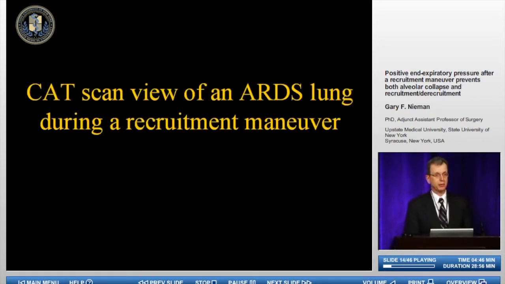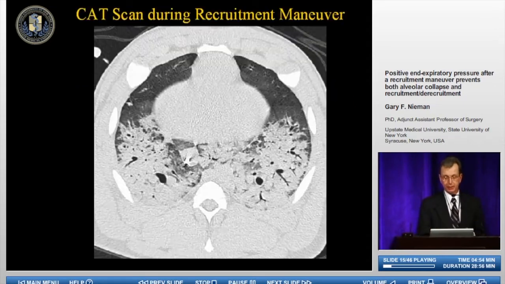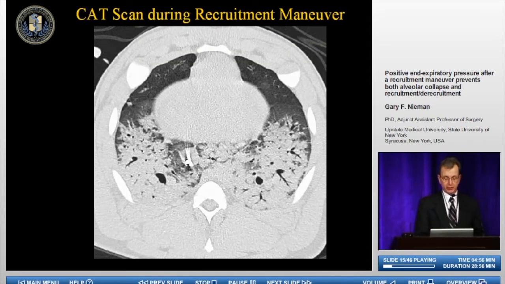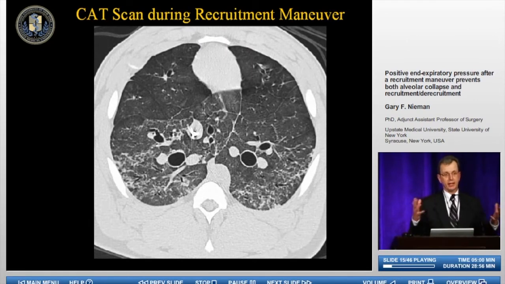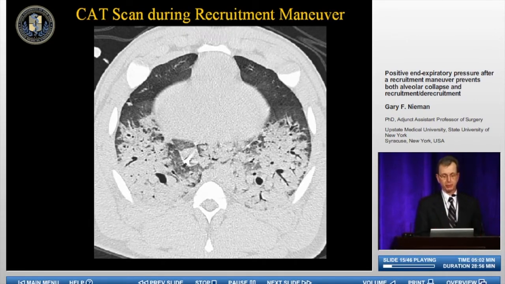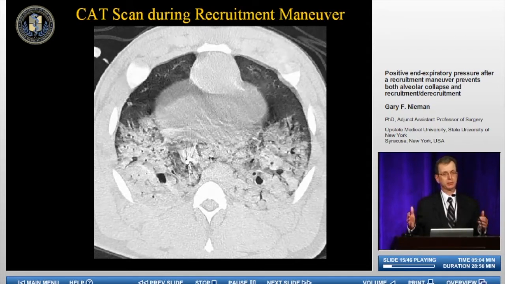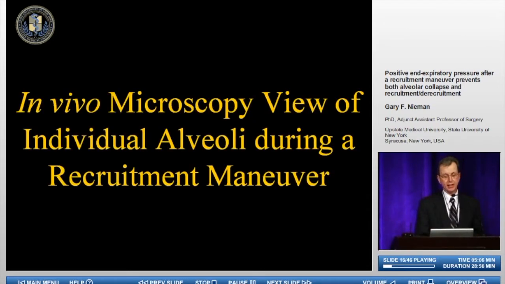And I just want to show you a CAT scan, which I've seen several today, of a lung being recruited. And this is what we wanted to look at from the microscopic point of view. So you can see a great deal of dependent atelectasis, and as you apply pressure, the atelectasis disappears. The lung is being recruited. So we want to do the same thing with our microscope and look at individual alveoli and see what happened to them.